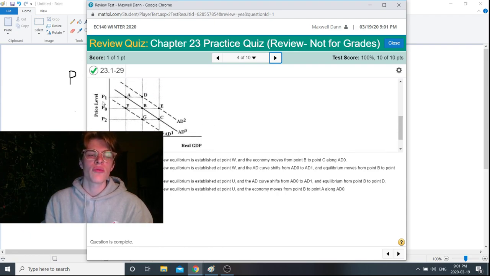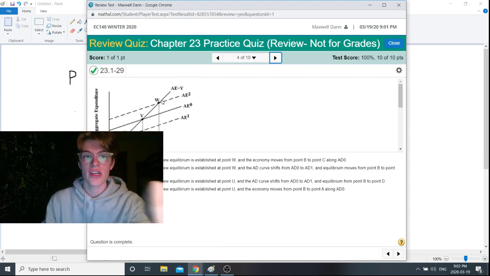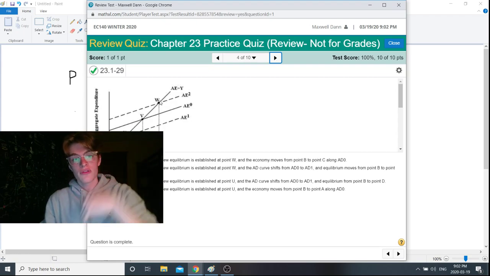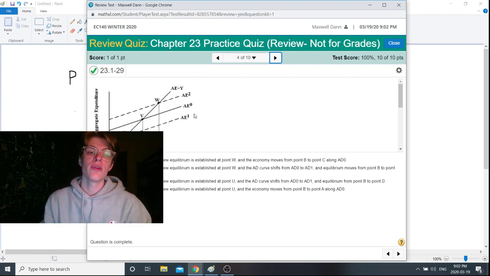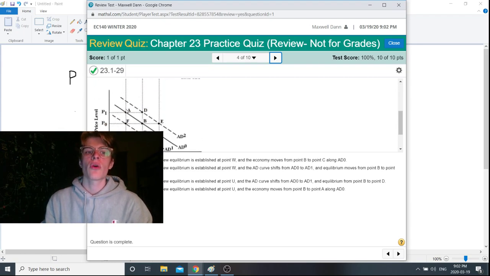So the price level rises to P1. Remember that there's a different aggregate expenditure curve for every price level, and if the price level rises, that means consumption falls, in which case our aggregate expenditure also falls, so we're going to go to AE1. Now our new equilibrium is where the aggregate expenditure function intersects with the 45-degree line where AE equals Y at point U. Dragging down, we're going to end up at point A.